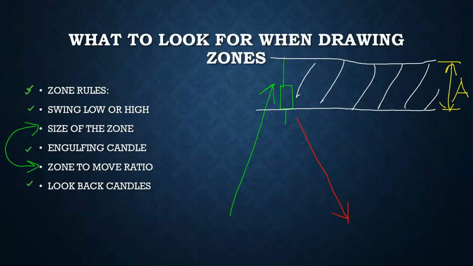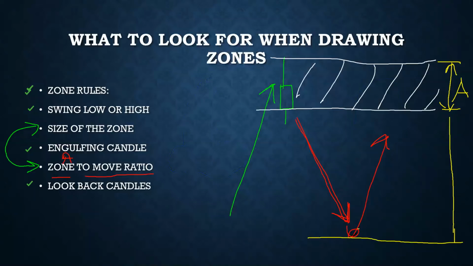So what I look at when I'm talking about the zone to move ratio: the zone is A. Now we go to the move ratio. The move ratio is basically how far the price pushes away before reversing and coming back to the zone. So if I look at the yellow zone, if the price reversed over here, this to me is the zone. I'll take this as B, and that's the move ratio.